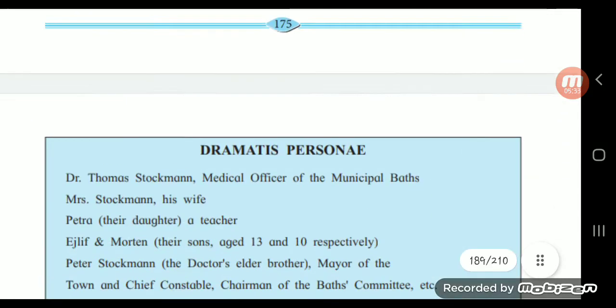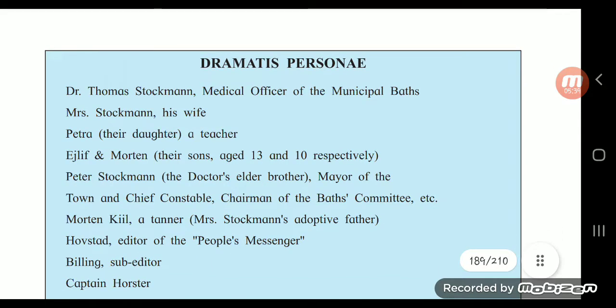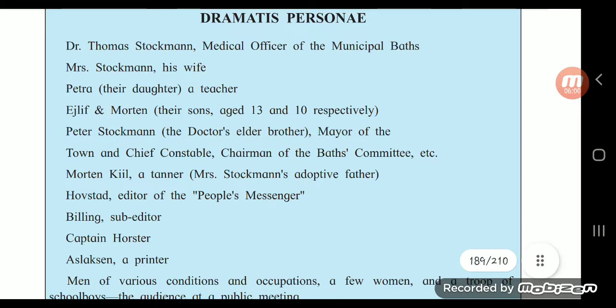Okay, now let us see the actual play. Dramatis personae. Here, the main character is Dr. Thomas Stockman, medical officer of Municipal Baths. Okay, he is a doctor, so his opinion matters, right? Then Mrs. Stockman, his wife, Petra, Eilif, Morten, his children, Peter Stockman, mayor of the town, and Dr. Stockman's brother, Morten Kiil the Tanner, Hovstad, editor of People's Messenger.